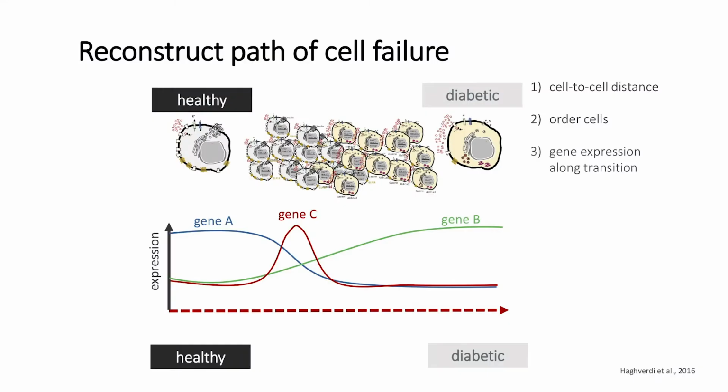And as we have measured the expression profile of each individual cell, we can now also explore gene expression over time. In reality, we have isolated cells from healthy and diabetic tissue, we have measured the gene expression profiles, and we then reconstructed the path of cell failure, basically from a healthy to a diabetic cell. By this, we can see which pathways drive the cell failure and make cells dysfunctional.